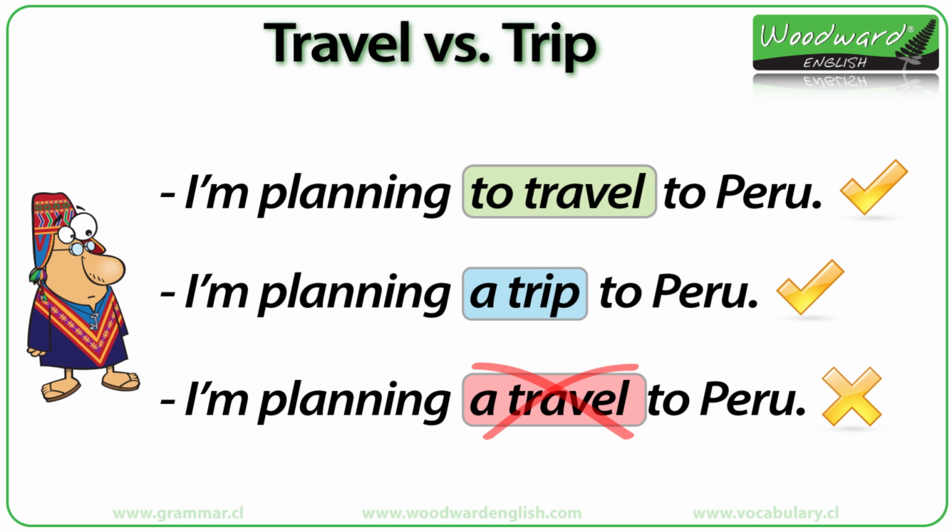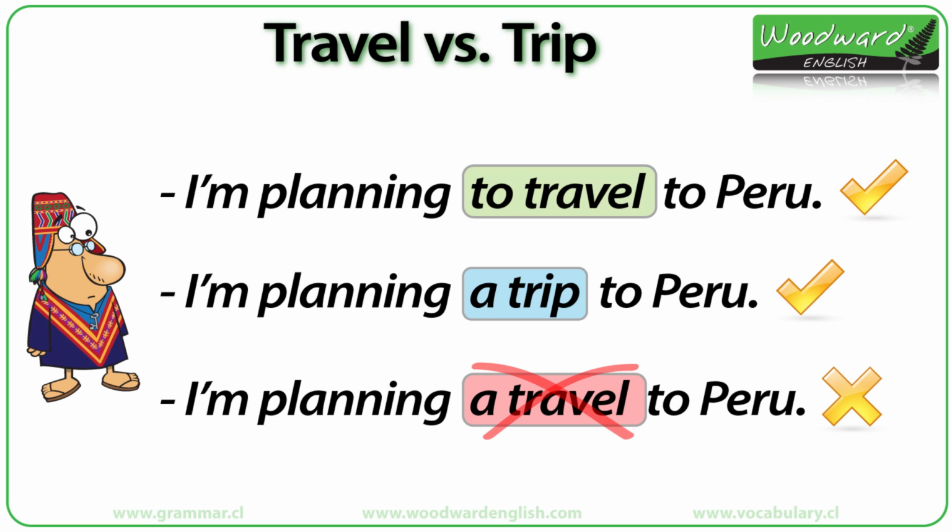I'm planning to travel to Peru. So here we have the verb travel in its infinitive form, to travel. I'm planning to travel to Peru, and then I want to travel to Brazil. Here we need a verb because we are planning to do something. Another way of saying this is I'm planning on traveling to Peru. Traveling is a verb.